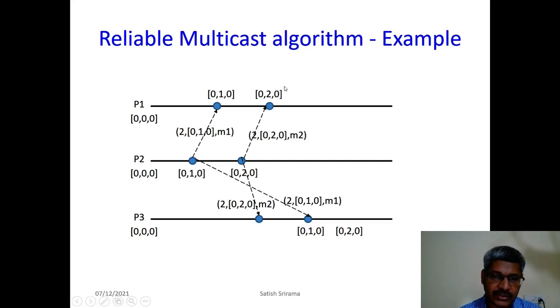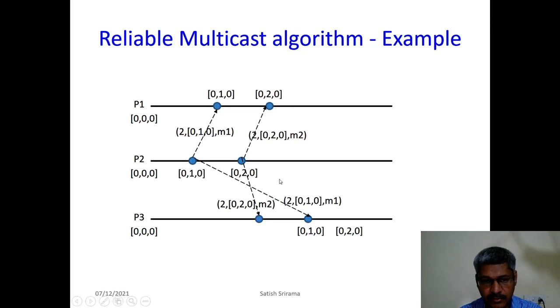Then you are sending M2 to this one, and once it comes here you will check the S value, which you are receiving from this one, S P2G, is R P2G plus 1. So it is fine, it will R-deliver that particular message, and then it will update its own vectors.